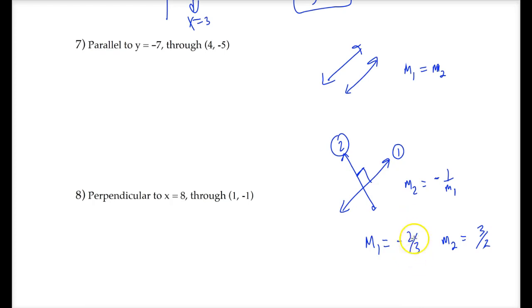Because when we take the reciprocal of negative 2/3, it would be negative 3/2. And of course, the negative of a negative is positive. Okay, just to give you a frame of reference there. So now, if we look at this, we want an equation of a line that is parallel to y equals -7, and it goes through this point here.